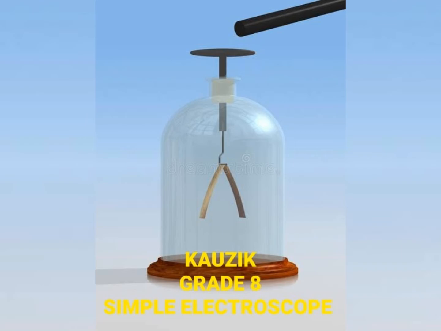Hello, I am Kaushik from class 8B. So I'm going to do an experiment with an electroscope. Required items: glass, cardboard sheet, tape, copper wire, two pieces of foil sheet, PVC pipe, and a woolen cloth. So let's start.